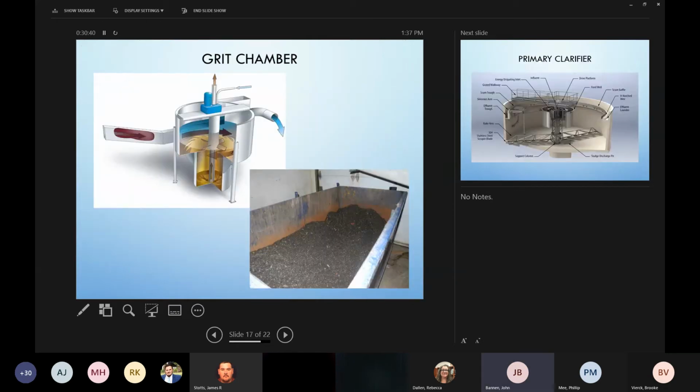The grit chamber is the next process after our screens. And what you see in the bottom right is actually a well-operated, good grit removal system in which, while we're talking floatables, most of the grit, think settables. And the grit is the heavy, inorganic sand material and things of that nature.